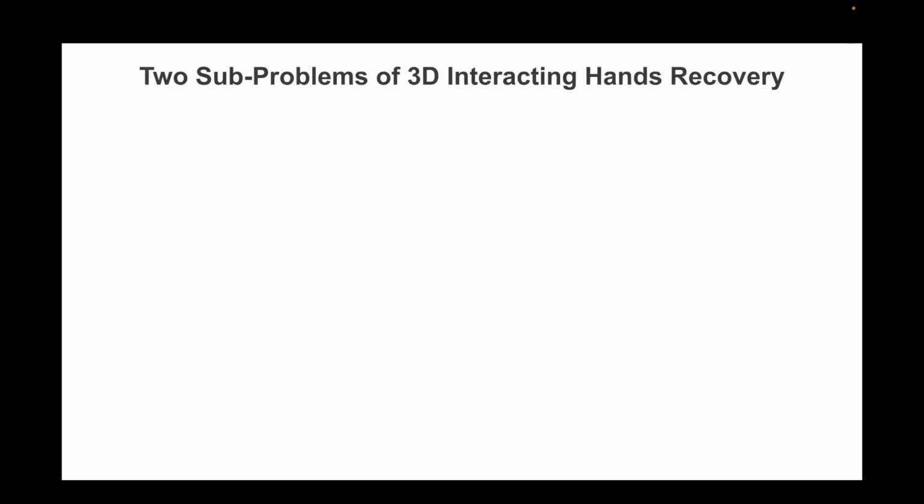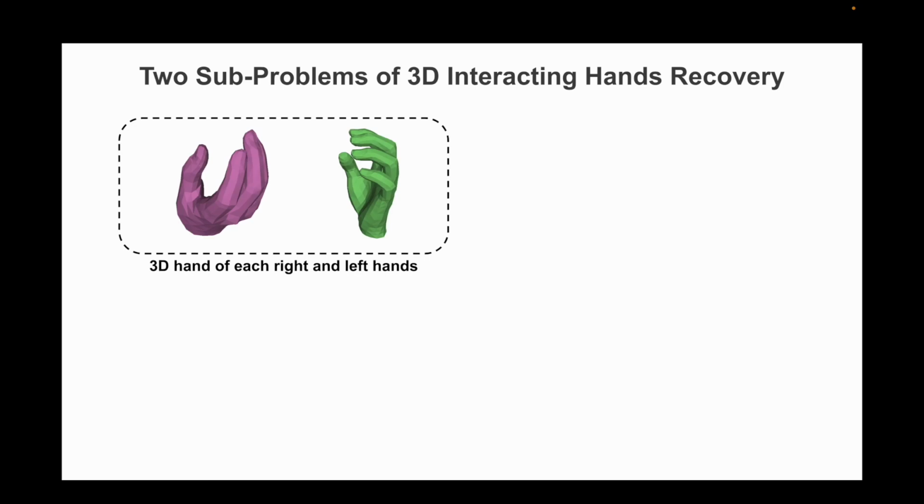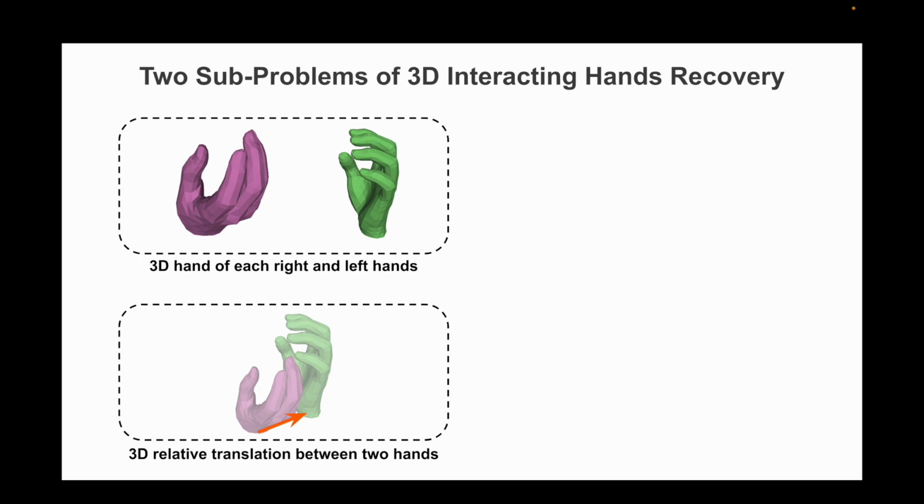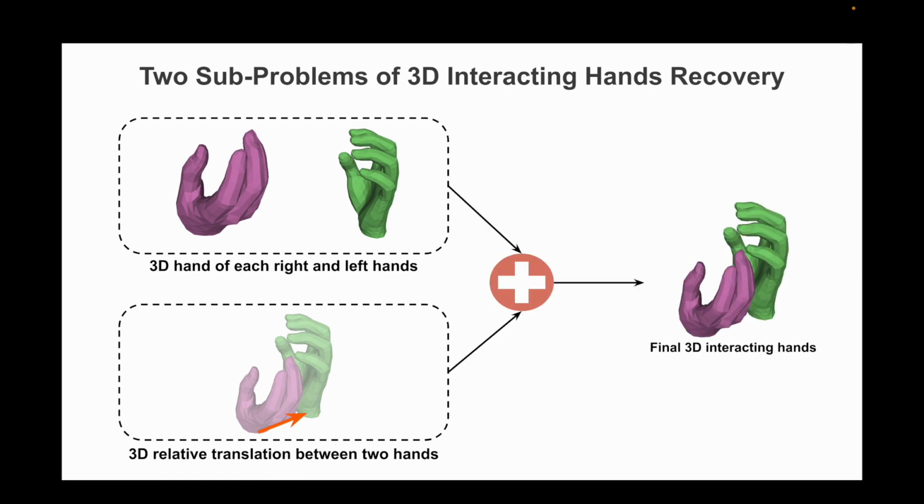3D interacting hands recovery consists of two sub-problems. First, recovering the 3D hand of each right and left hand. And second, the 3D relative translation between two hands. By combining the outputs of the two sub-problems together, we can get the final 3D interacting hands.